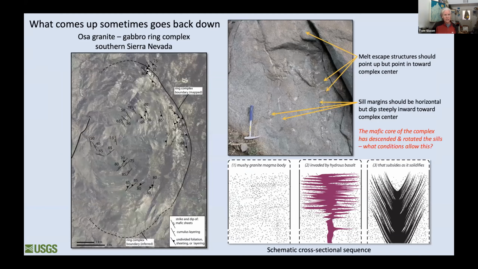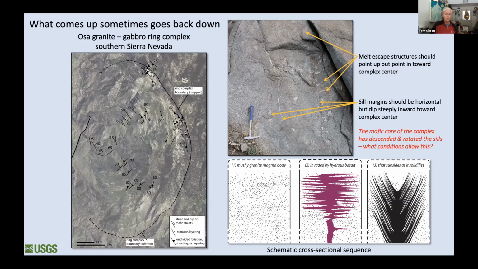Now, sometimes what comes up goes back down. So hydrous mafic magmas in arcs are pretty low density. Say even a basalt, once it's got 6% water in it, it's not very dense. It's in fact more buoyant than granitic or granodioritic crystal mush, but when it solidifies, its density goes back up.